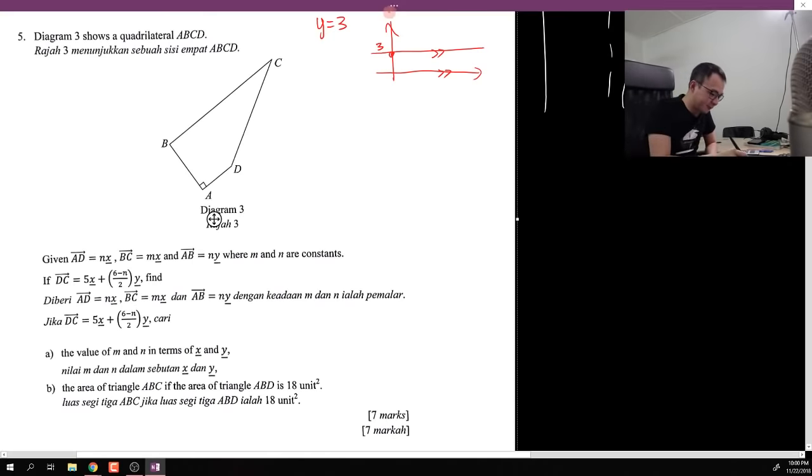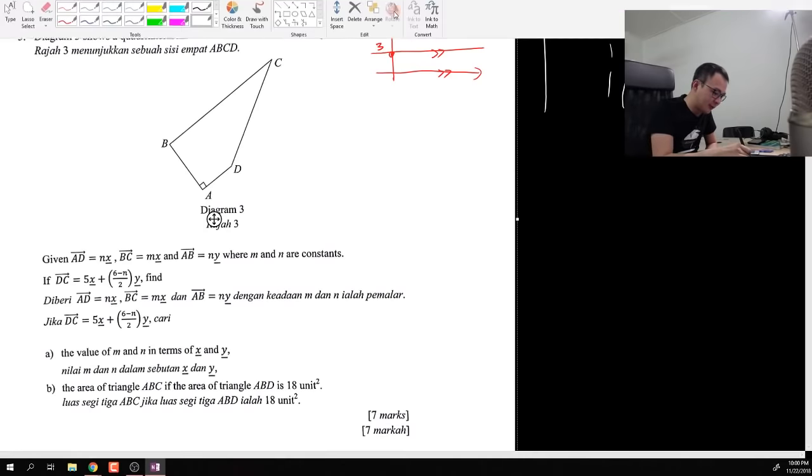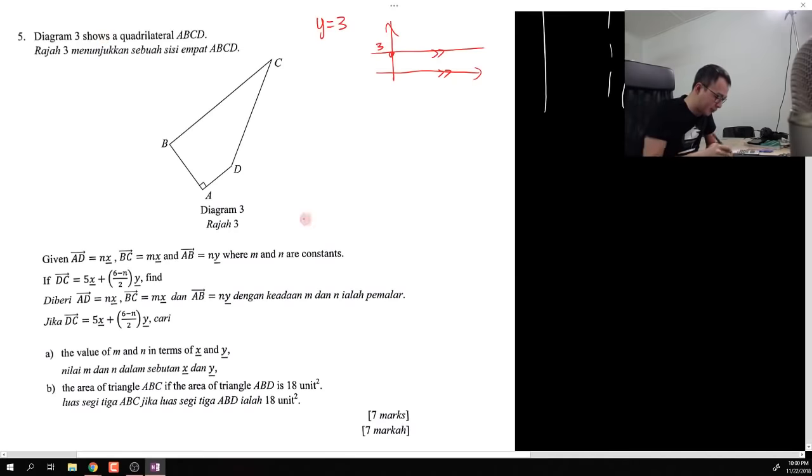Alright, so let me change back to the blue. It's given that AD is nx, BC is mx, AB will be ny, and DC will be 5x plus (6 minus n) over 2 times y. Find the values of m and n in terms of x and y.